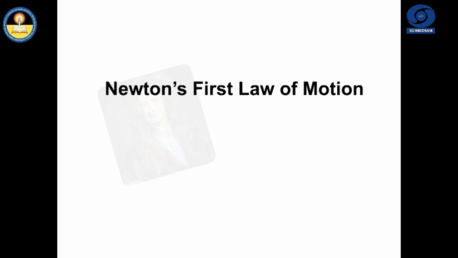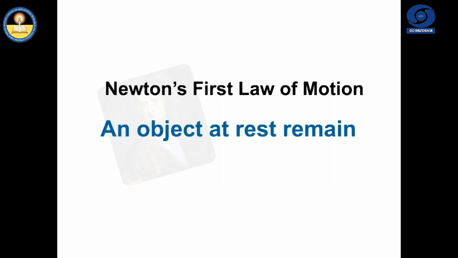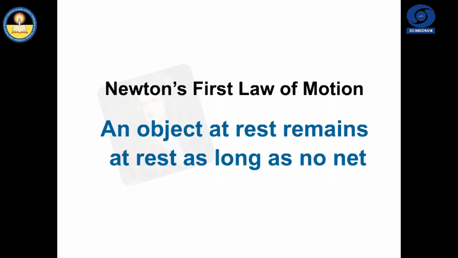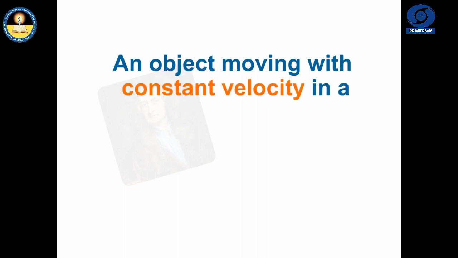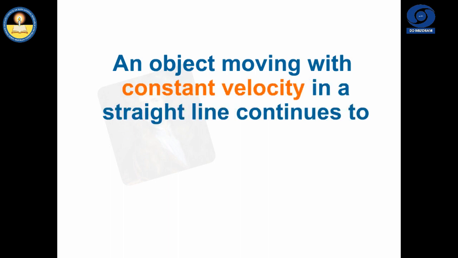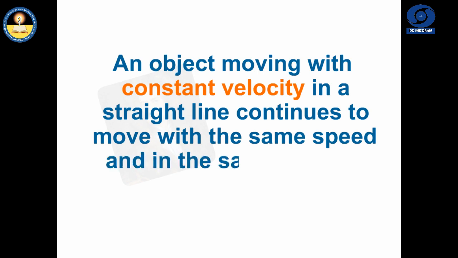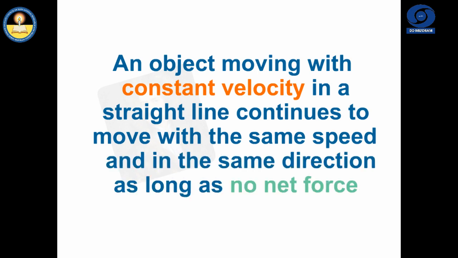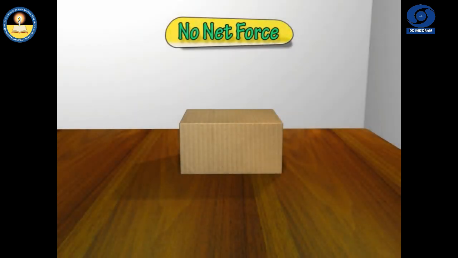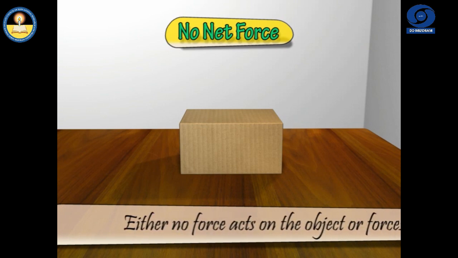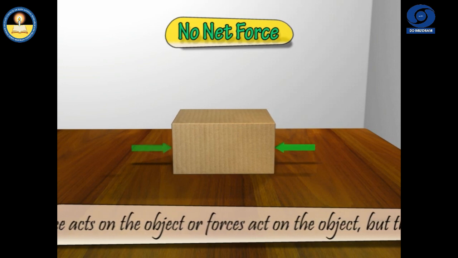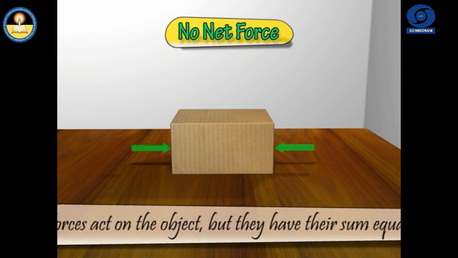Newton's first law states that an object at rest remains at rest as long as no net force acts on it. Similarly, an object moving with constant velocity in a straight line continues to move with the same speed and in the same direction as long as no net force acts on it. No net force means either no force acts on the object or forces act on the object, but their sum is equal to 0.